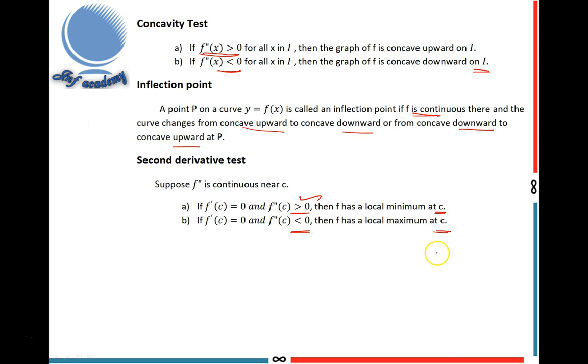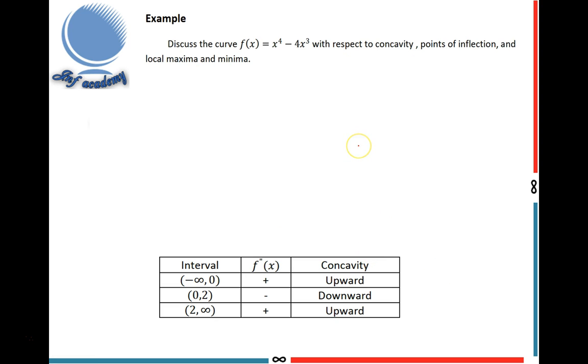Next, I will give one example. That example shows how to check on what interval the curve is concave upward and concave downward, how to find the point of inflection, and how to find the local maxima and minima by using the second derivative test. I explain all these three things in one example.